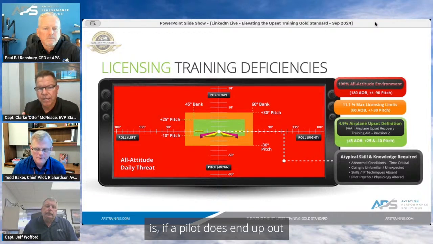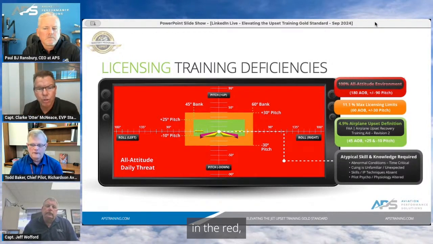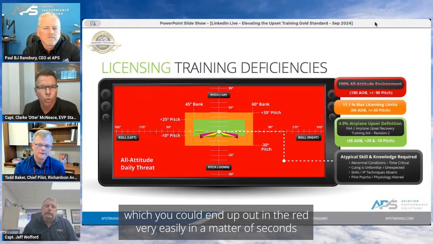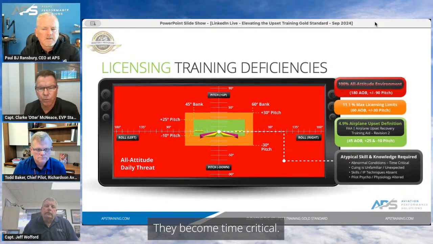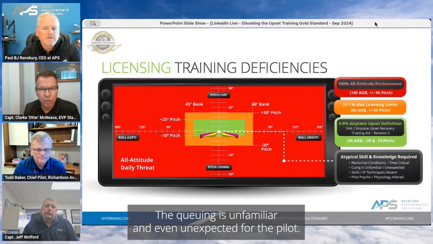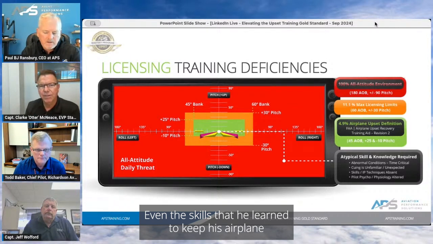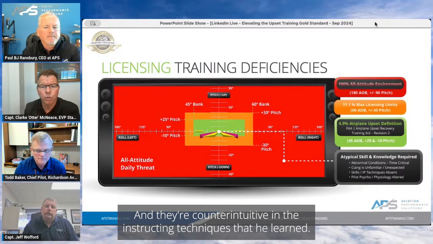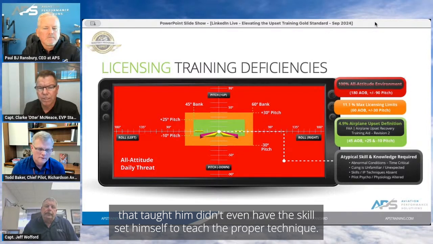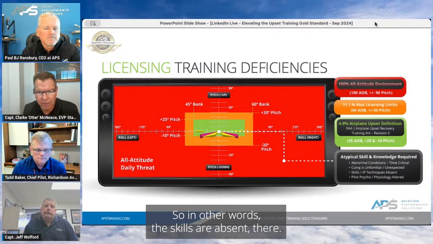And the problem is, if a pilot does end up out in the red, which you could very easily in a matter of seconds due to wake turbulence, for instance, now the conditions become abnormal, they become time critical, and the cueing is unfamiliar and even unexpected for the pilot. Even the skills he learned to keep his airplane in those smaller boxes now don't apply, and they're counterintuitive. And the instructor who taught him didn't even have the skill set himself to teach the proper technique. So in other words, the skills are absent.